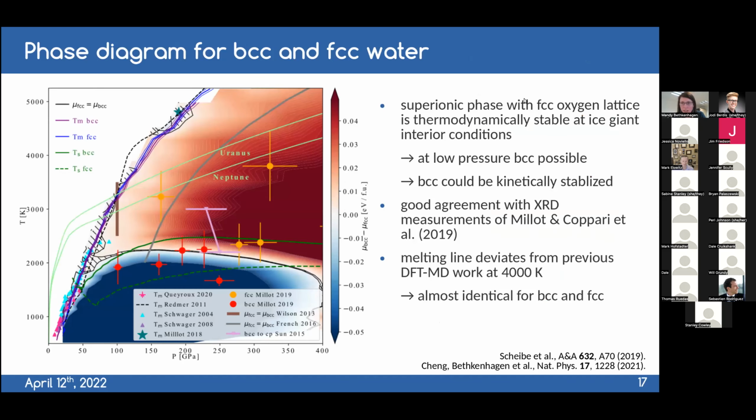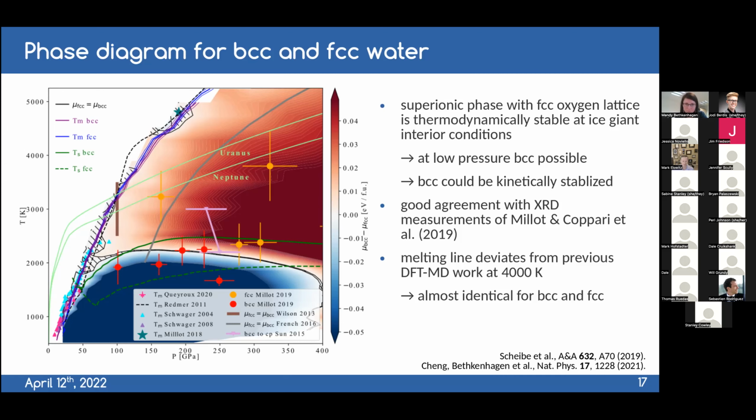And this is basically the latest phase diagram of water, which we think is now what we should be using. So here we see that we basically have FCC water, superionic water. So every time we see a red region, it means that the FCC is the thermodynamically stable region, whereas in blue, the BCC region is stable. And if I just want to point out here for the Uranus and Neptune isentropes, you see that actually the most important thing is the melting line, which actually does not differ for BCC and FCC. So it's actually contradicting the previous DFT findings, and the underlying structure of the oxygen lattice does not really matter too much.